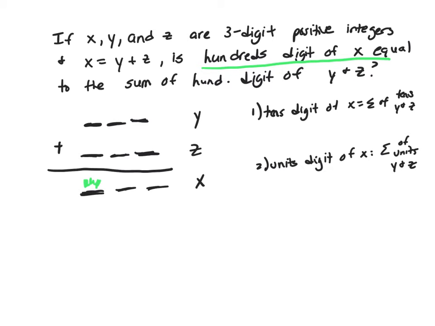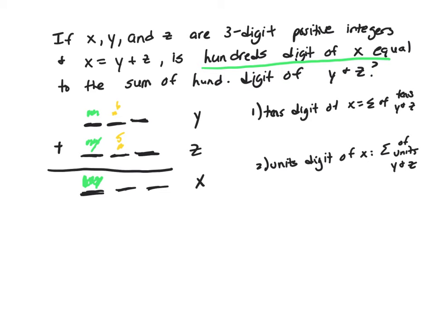Now, I'm trying to figure out if the hundredths digit of x, which is here, is equal to this number plus this number. And it's all going to depend on when you add this number plus this number, do you have to carry a number over to the hundredths? For example, if this is a 6 and this is a 5, this would be 11, but you carry a 1. Okay? That's what it's going to depend on.